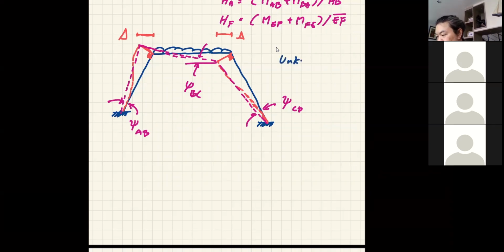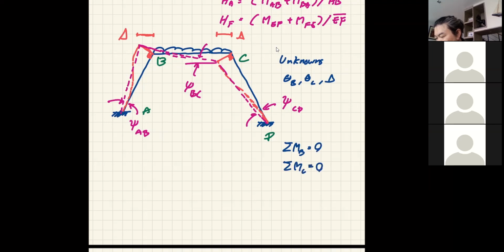because in the end, this guy has 3 unknowns. So the unknowns, let's give it some name, A, B, C, and D. So the unknowns are in fact theta B, theta C, and then delta. And you guys are going to use, of course, sigma MB equal to 0, sigma MC equal to 0, and then sigma Fx equal to 0. But sigma Fx is going to take some time to obtain. Okay, I have the example for this one, but perhaps we're not going to use it.